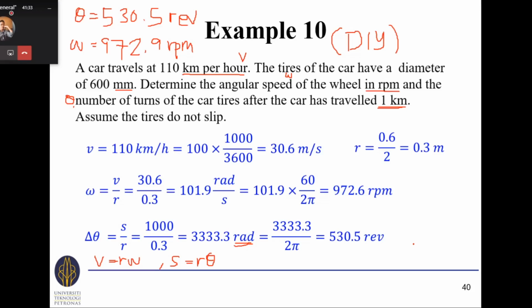Revolution per minute. So, where we get the revolution, it means that the tire has rotated 530 times. Correct. Because when you see it in radian, it is in angle, so you don't really see how much it has rotated. If you want to see how much rotation it has made, it must be changed into revolution.